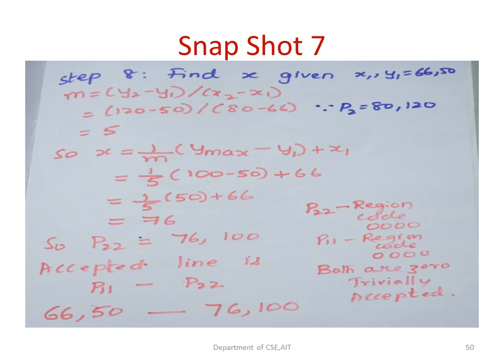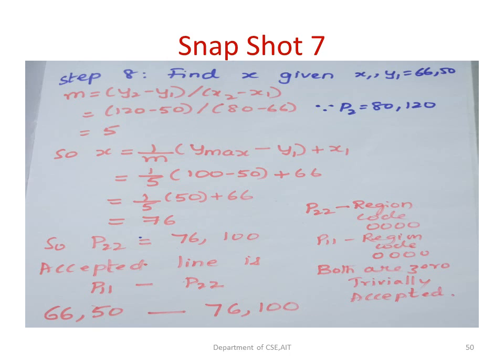Now you can see that the point P22 has an x value of 76 and a y value equal to 100. The y value is equal to 100 because of the clipping window size. So the line which is accepted is from P11 to P22. That means the line from (66, 50) to (76, 100). P22 and P11 now have the region code 0000, 0000, and it will be trivially accepted.